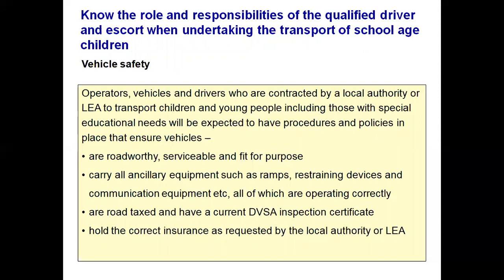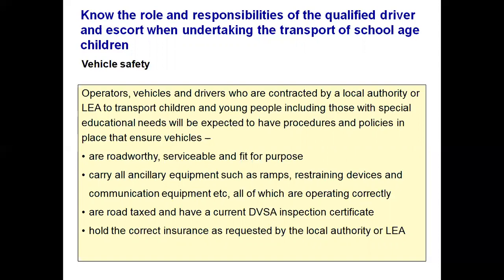that vehicles are, A, roadworthy, serviceable and fit for purpose. That vehicle has to be safe to carry children. So you do your daily walk round checks. Should you find a fault with that vehicle, you take it off the road. You have to have a contingency plan, i.e. a backup vehicle, so that those children are able to get to school.